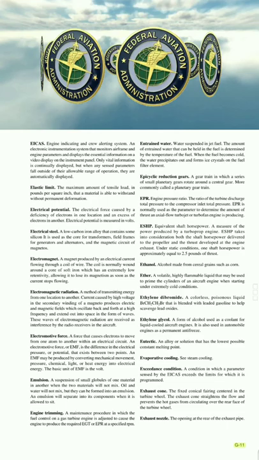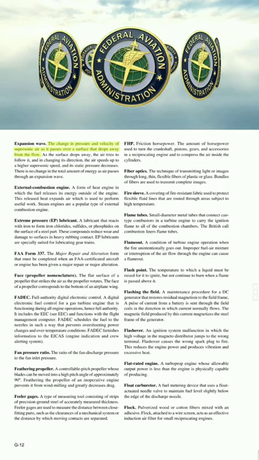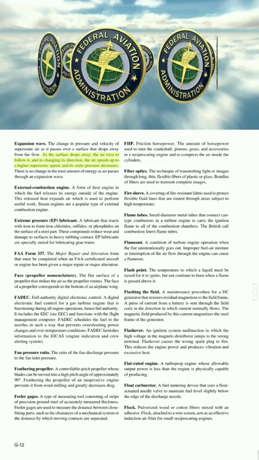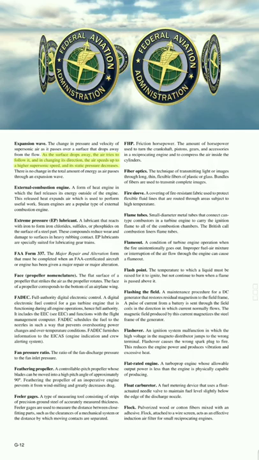Expansion wave. The change in pressure and velocity of supersonic air as it passes over a surface that drops away from the flow. As the surface drops away, the air tries to follow it, and in changing its direction, the air speeds up to a higher supersonic speed, and its static pressure decreases. There is no change in the total amount of energy as air passes through an expansion wave.